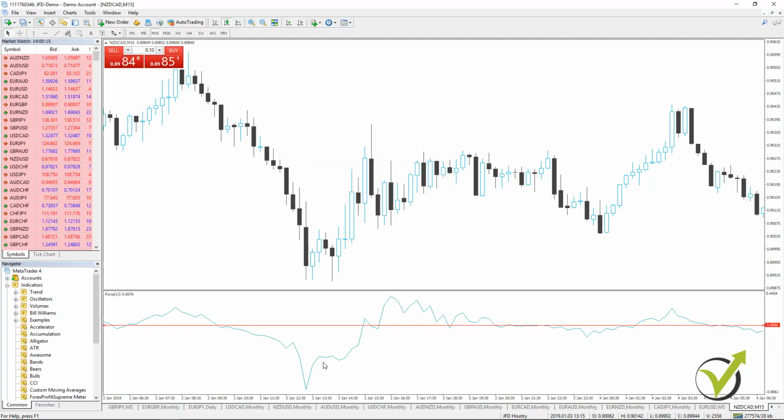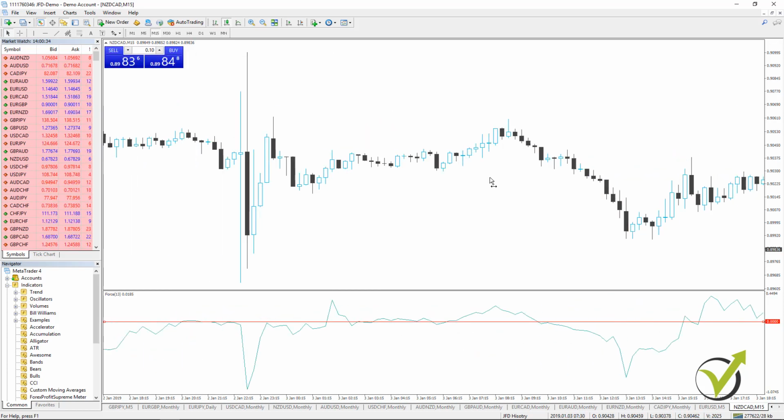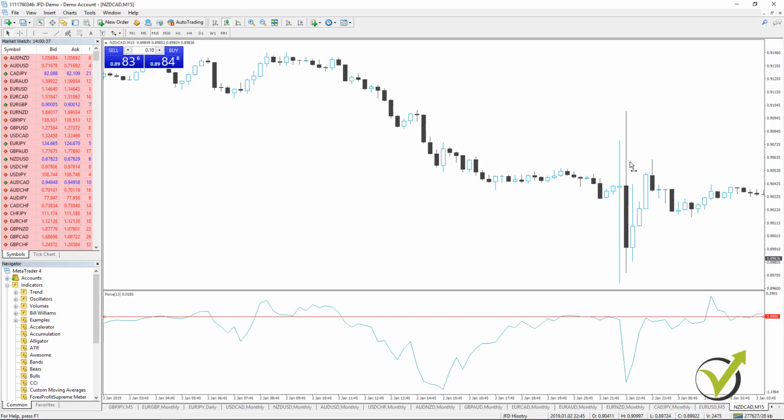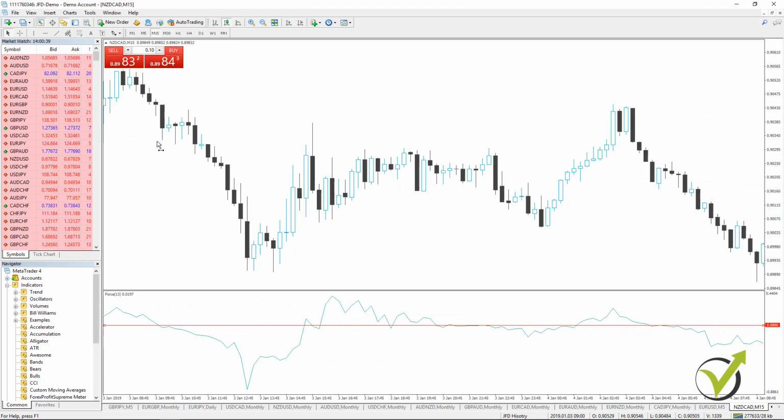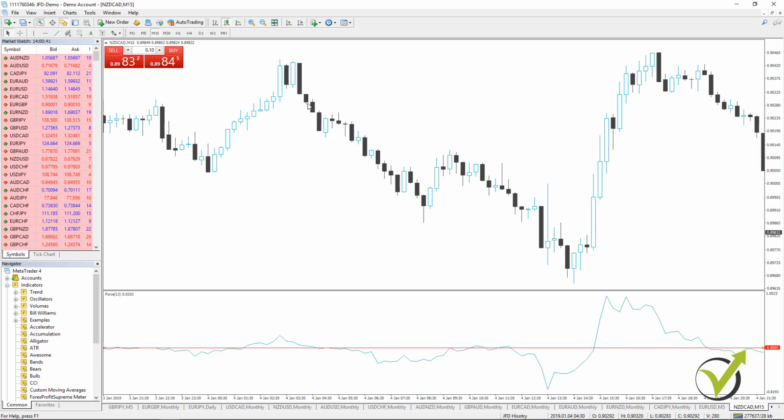So the sell signal comes when the force index line crosses the 0 line upwards. This gives us a sell signal, and when it crosses on the other side, it gives us the buy signal. This is how usually this indicator is used.